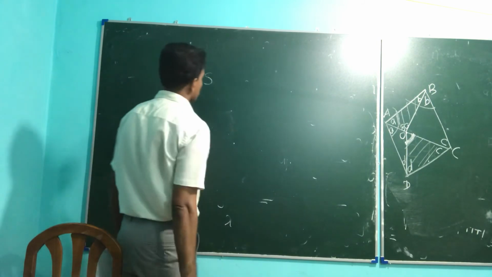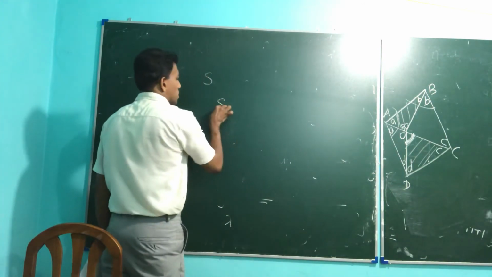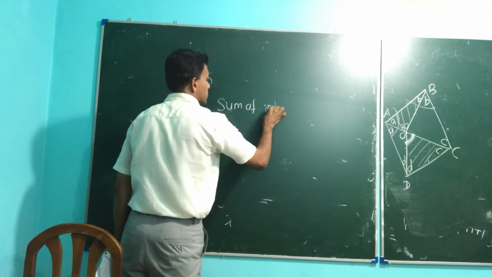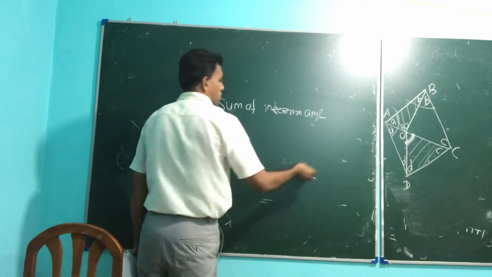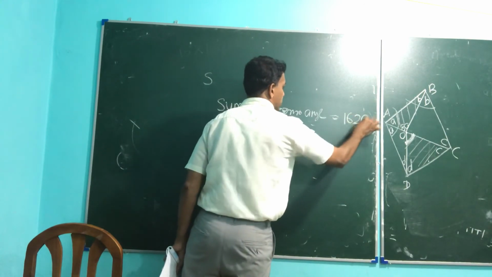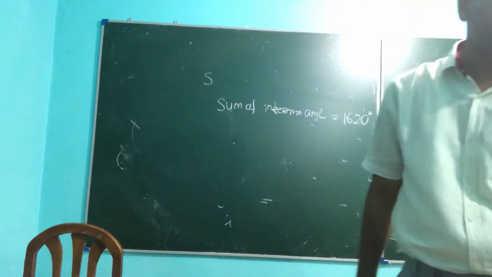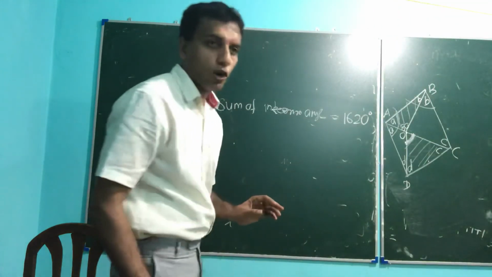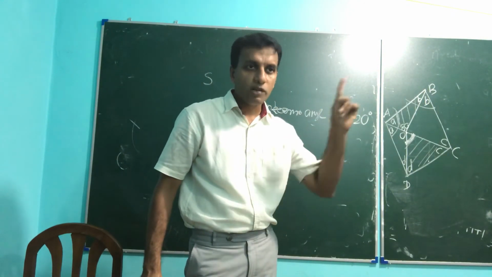Sum of interior angles. They said here 1620 degrees, right? For a polygon, 1620 degrees is the sum of the interior angles. How many sides does it have? Better method: use the formula generally.